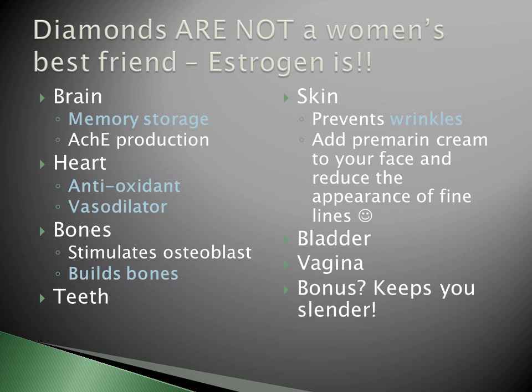Starting at the top of the body with the brain, estrogen is important for memory storage. So there's a theory that once a woman goes through menopause, she's at an increased risk for Alzheimer's disease. So one of the reasons for giving a hormone replacement therapy is to help prevent that loss of memory and onset of Alzheimer's, which is kind of weird.